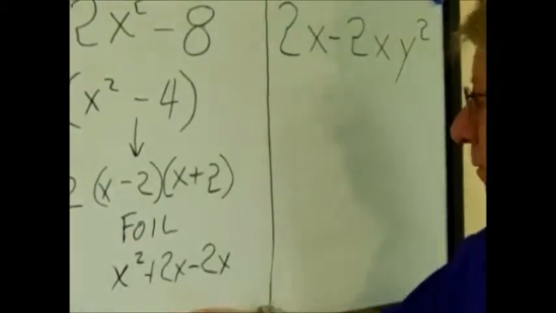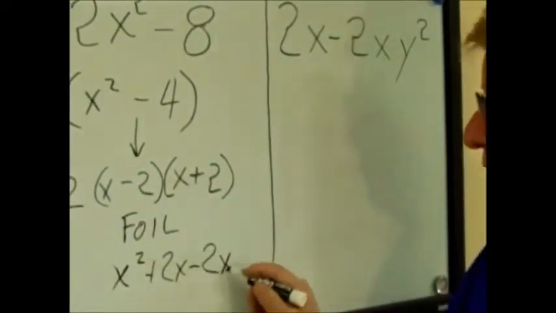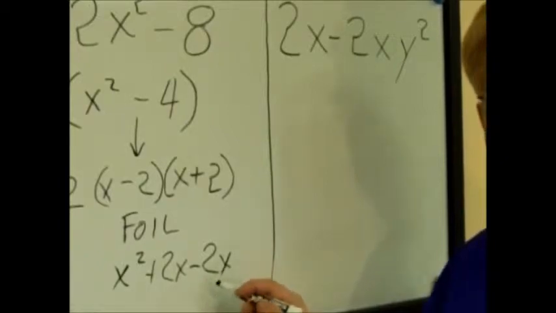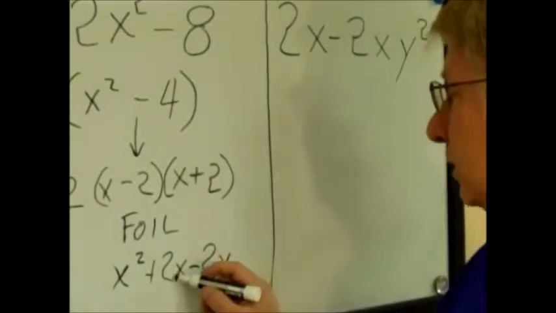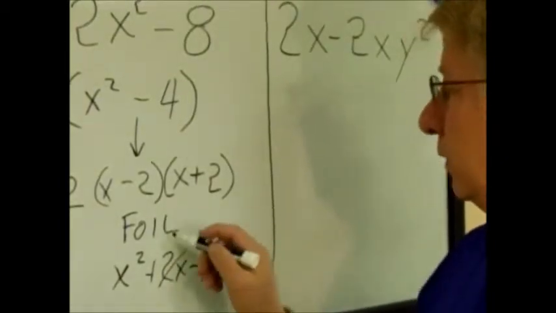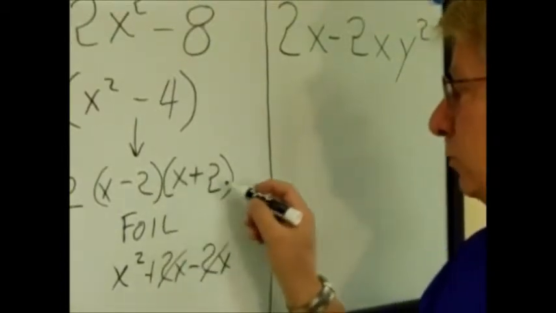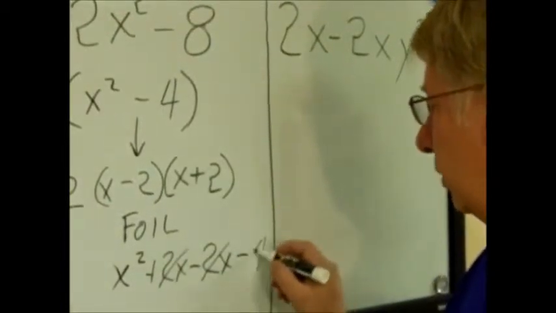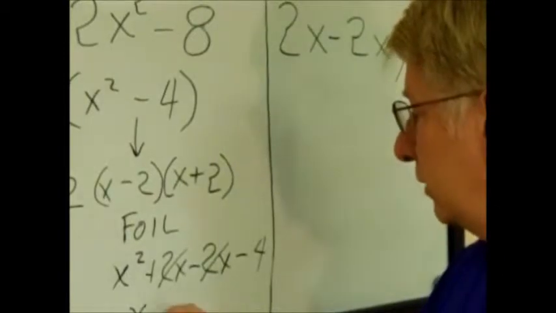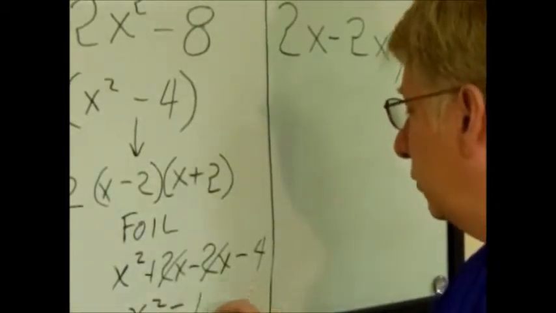Now we see that plus 2x and minus 2x is going to cancel each other out. So that's going to end up being a 0. And then the last terms, which is minus 2 times plus 2, gives us minus 4. So we're left with x squared minus 4.